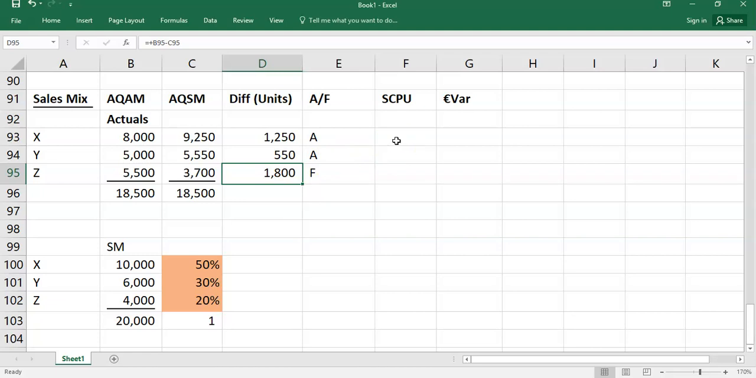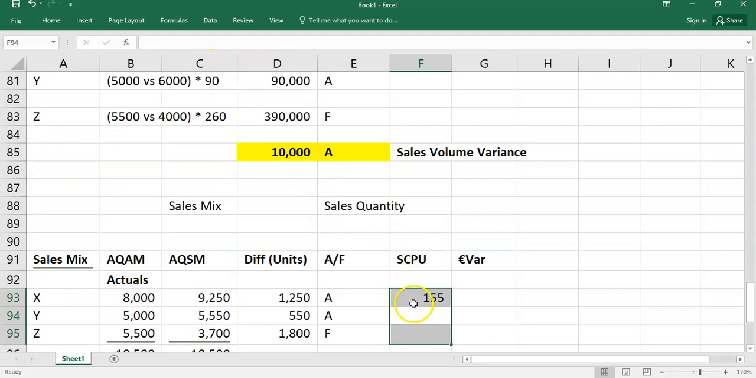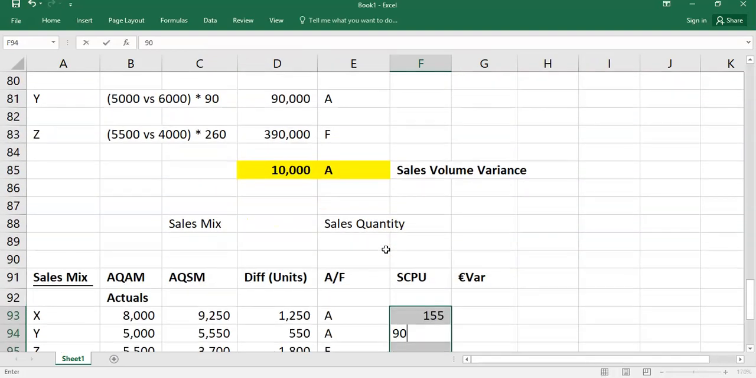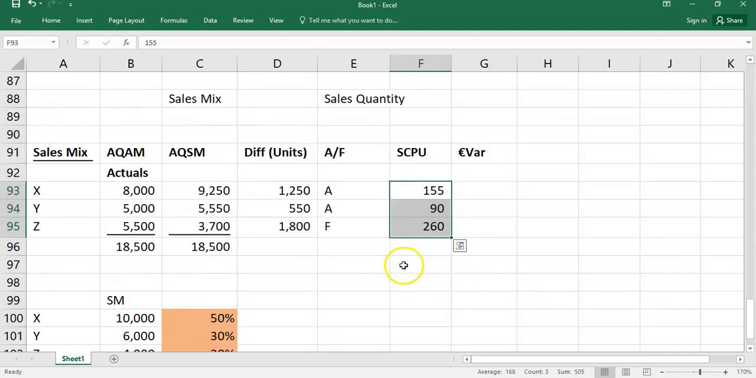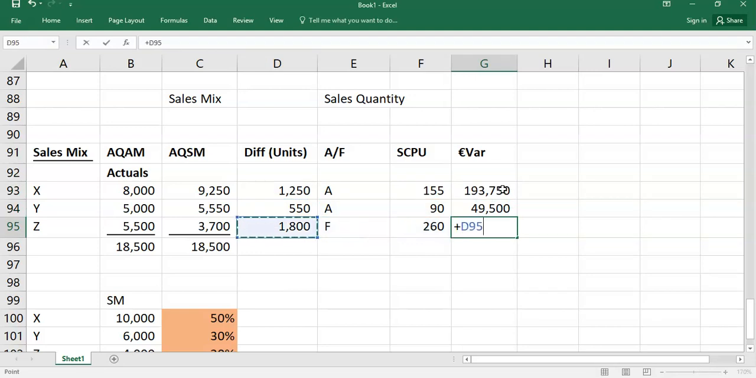Standard contribution per unit, don't reinvent the wheel. We've this done already. We have it up here. That's why the examiner gives you these questions first. 155 for X, 90 for Y, 260 for Z. And then you just multiply across. 1,250 less units at 155, 550 less units at 90, and 1,800 units extra at 260. So in this case, this will be adverse, adverse, and favorable. Whatever they are in units, they will be in money. So the favorable is higher, so just net off the other two.